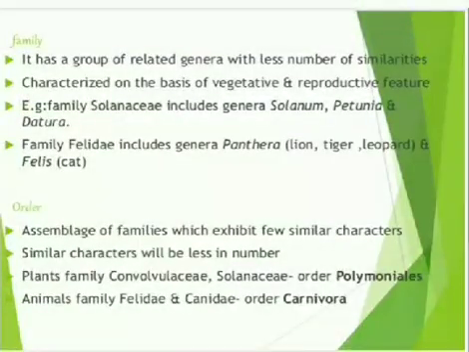The next taxonomic hierarchy is the family. It has a group of related genera with fewer similarities among them. These are characterized on the basis of their vegetative and reproductive features. Order, an assemblage of families which exhibit few similar characters. These similar characters are fewer in number. For example, the animal families Felidae and Canidae: one belongs to the cats, the second belongs to the dogs, but both are carnivorous in nature.